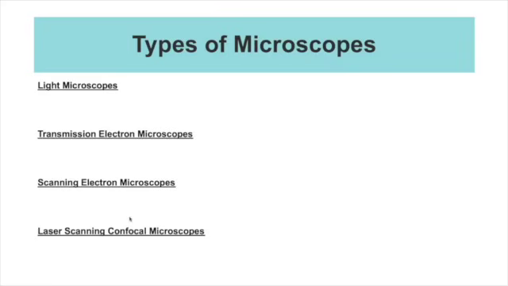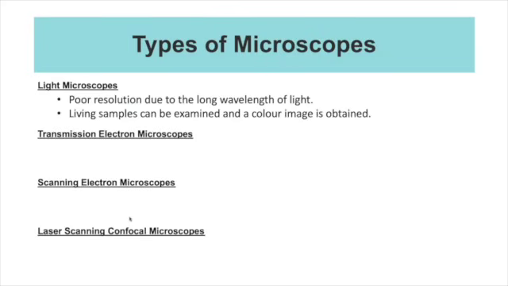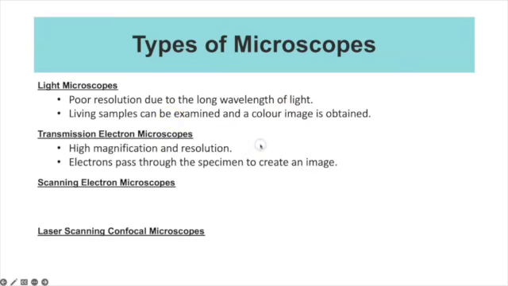So the first thing you need to know is about the 4 different types of microscopes. Here's a very basic summary, but we will go into each type in a little bit more detail. So for our light or optical microscopes, they have a poor resolution, and that is because of the wavelength of light, and light is what is used to create the image. You can use living samples though, and you can get a colour image.